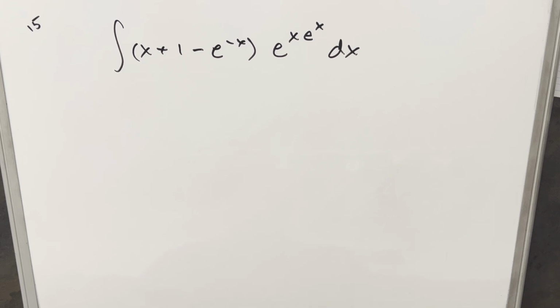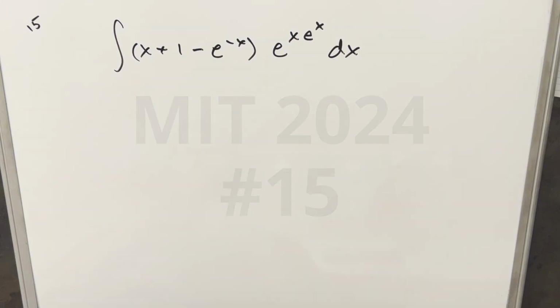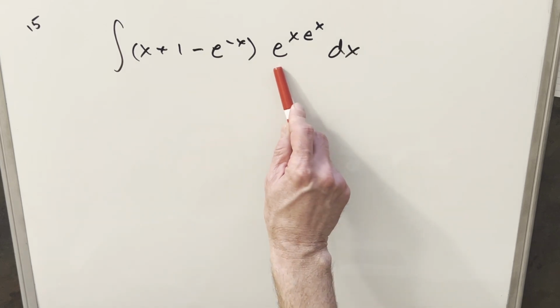Okay, we have here today another interesting integral from the MIT Integration Bee from 2024. This one's problem 15. We have the integral of (x + 1 − e^(−x)) e^(x + e^(−x)) dx.